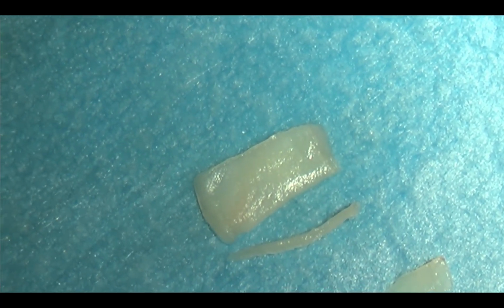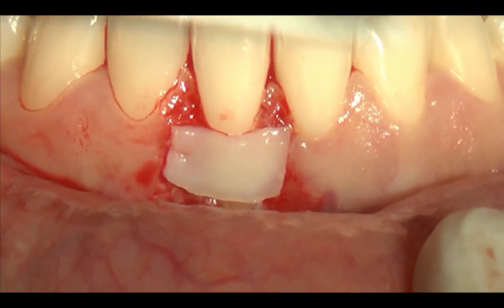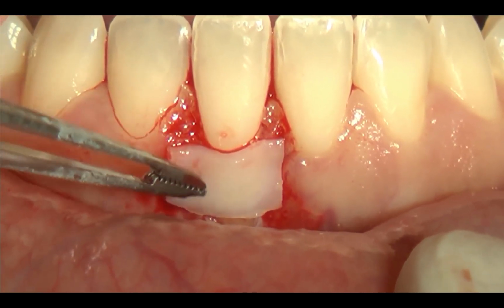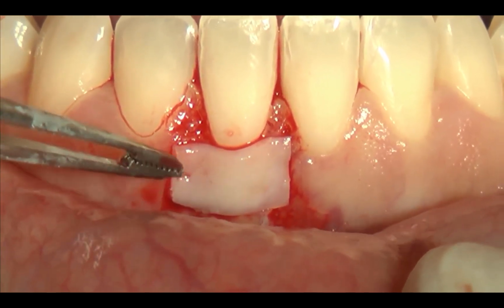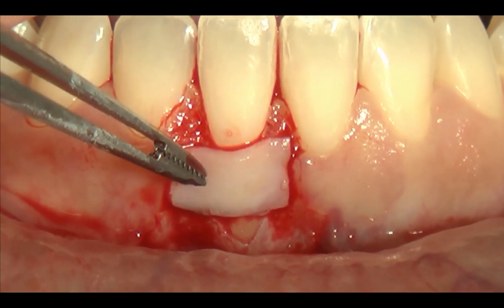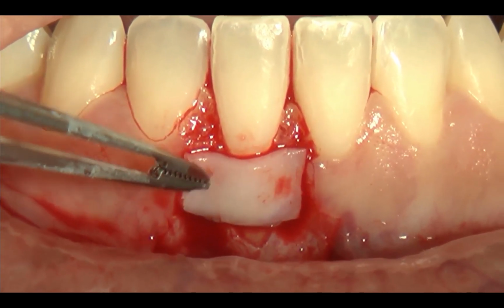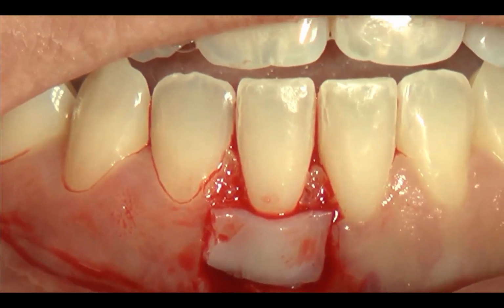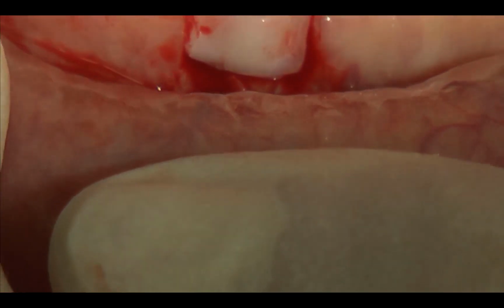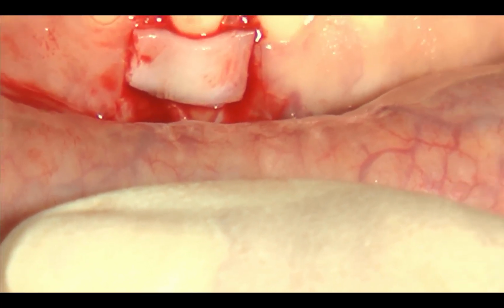Now we go back to the patient. Now we place our graft, and the graft should be placed at the level of the cement enamel junction, and you see how well it follows the buccal root, despite it's buccally dislocated, but at the same time it well adapts to the baseline of the desepithelialized papillae.